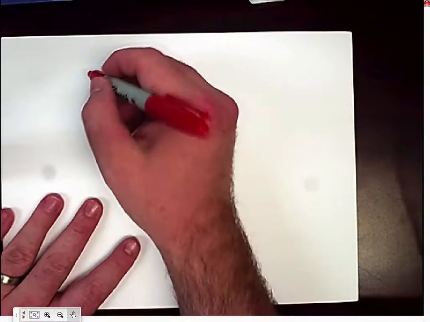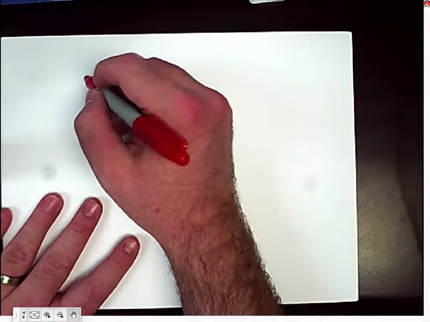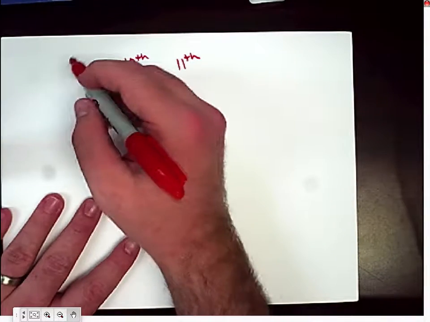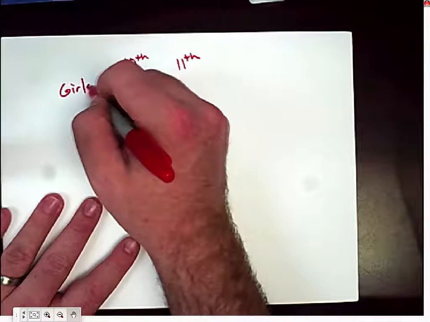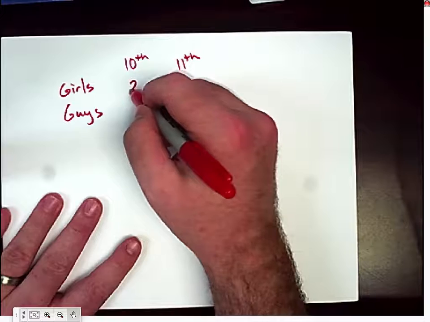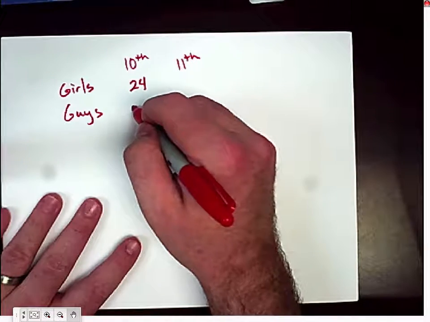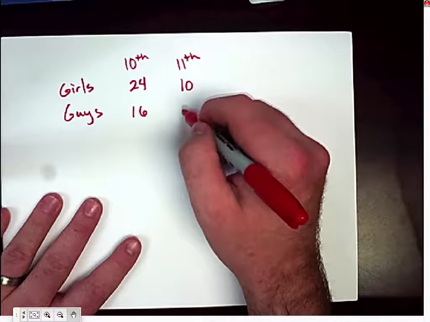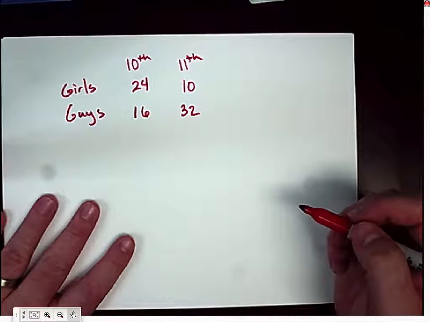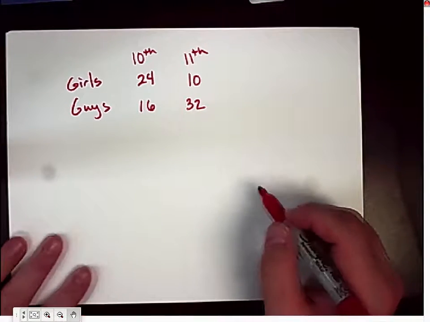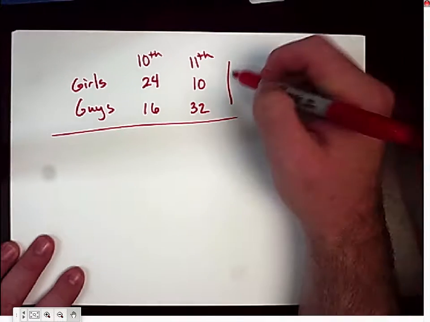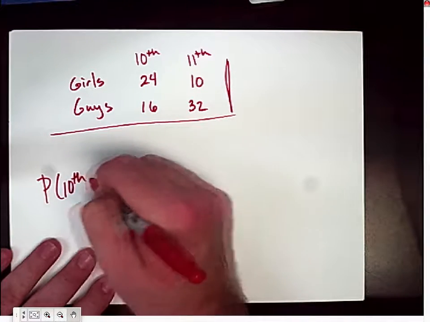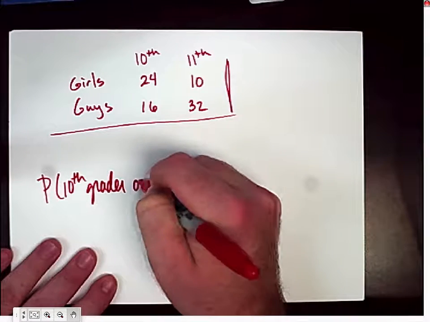So let's say that there is a school. Here's an easier one. And that this is how the 10th and 11th grade are broken up. Okay? So, if you chose someone at random, what's the probability, and we'll use back the example we've been doing, 10th grade or a girl?